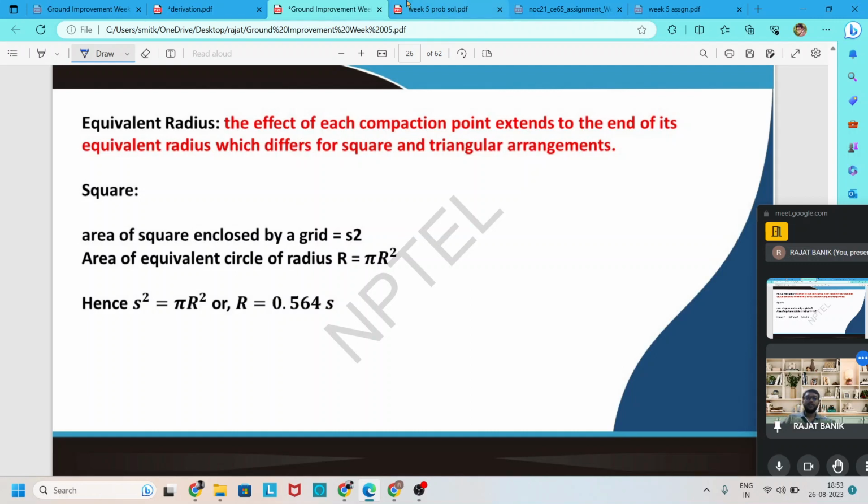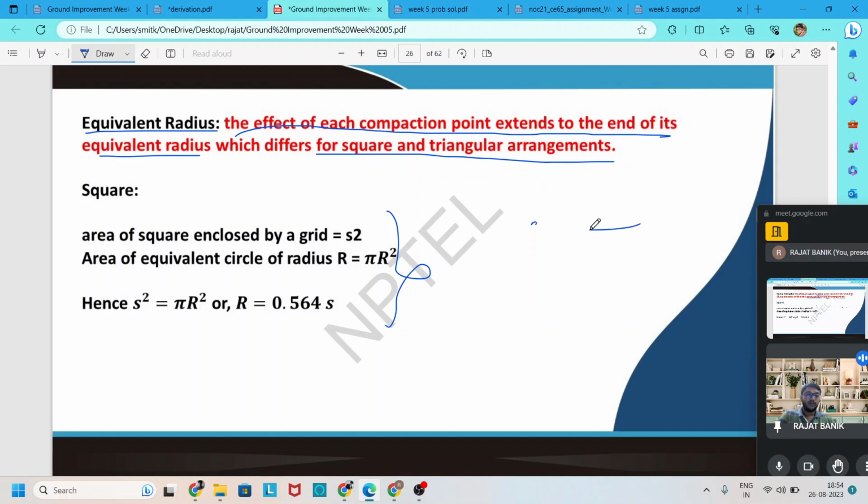that for different patterns, like square pattern and triangular pattern, we also discussed that different influence zones happen. How much that influence zone is equivalent, we can find out now. So it is said the equivalent radius is nothing but the effect of each compaction point extended to the end of its equivalent radius, which differs for square and triangular arrangement.